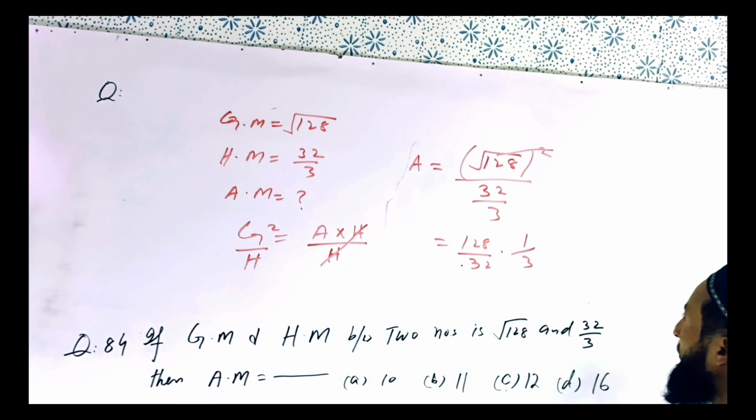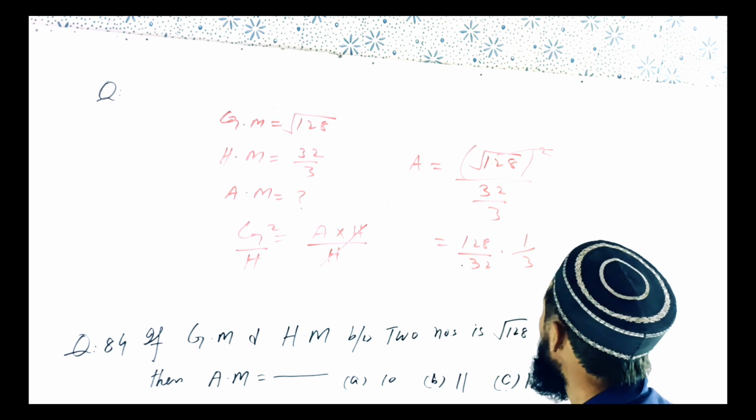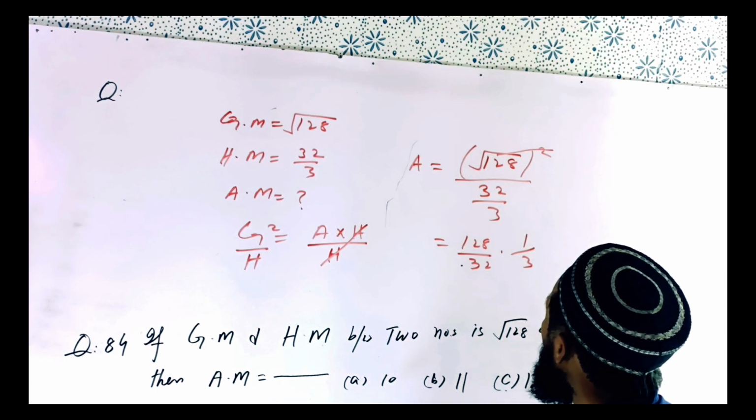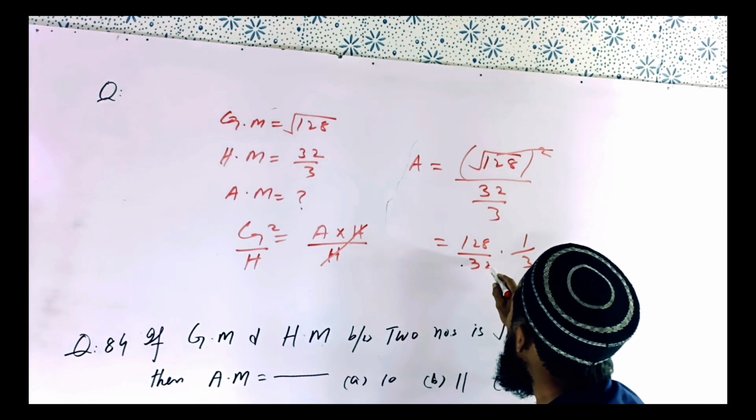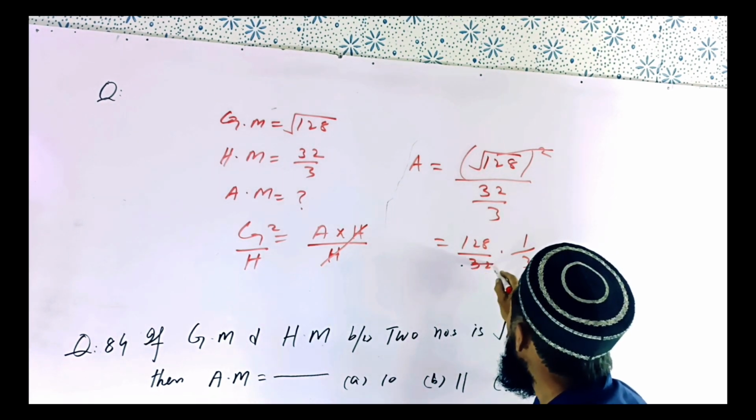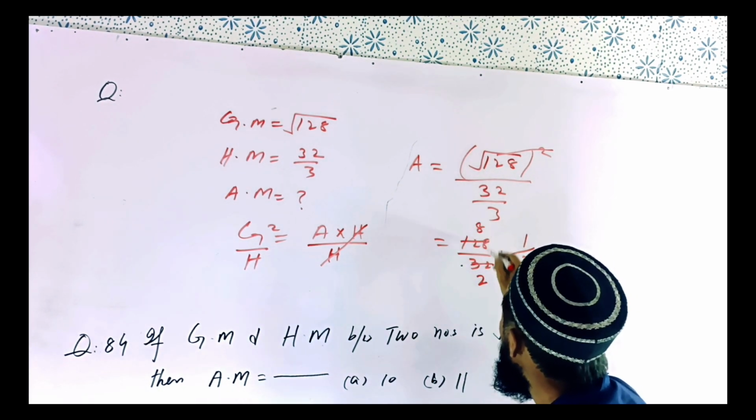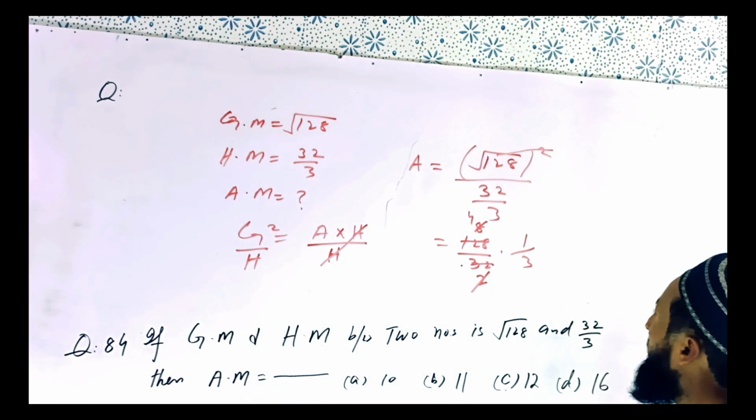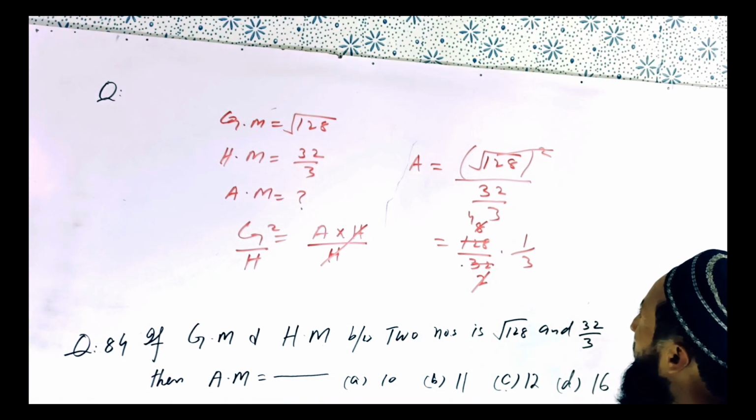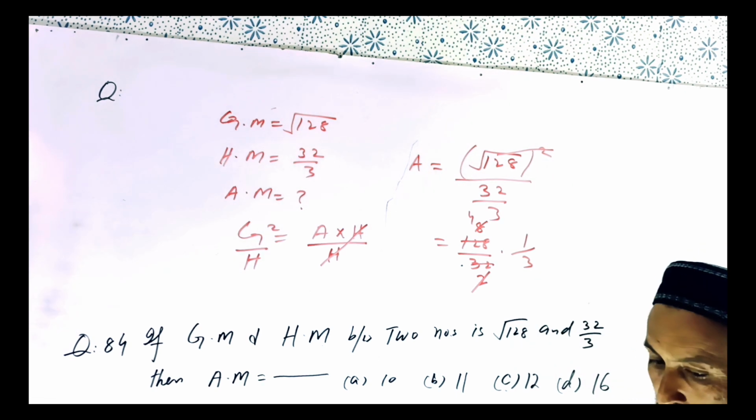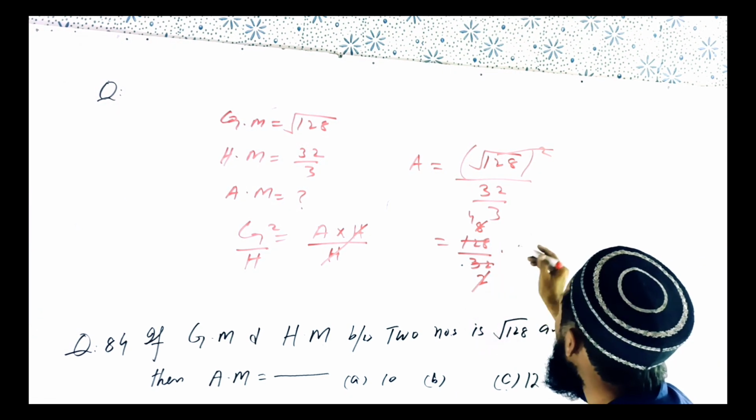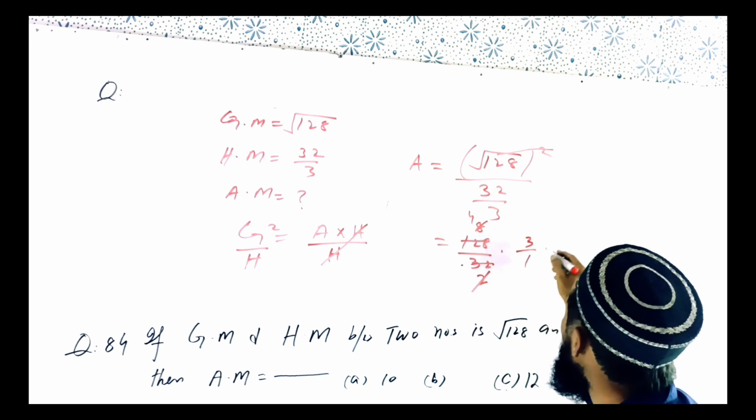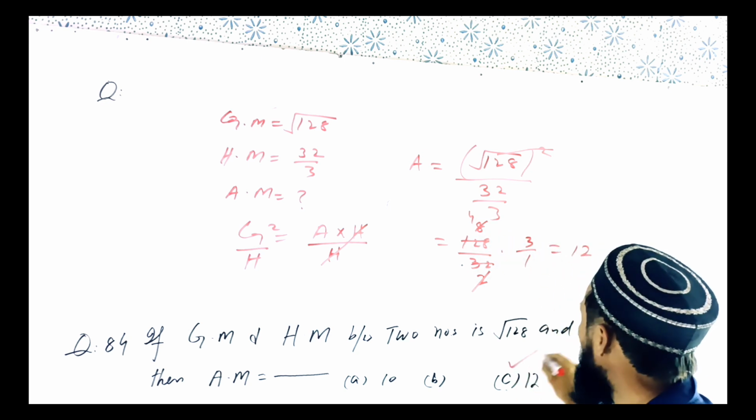Cancellation is required, so if we cancel them against each other, the result will be here. We can get 3 divided by 1, so we will get 12. 12 is the correct answer.